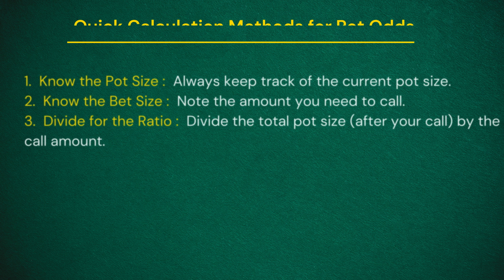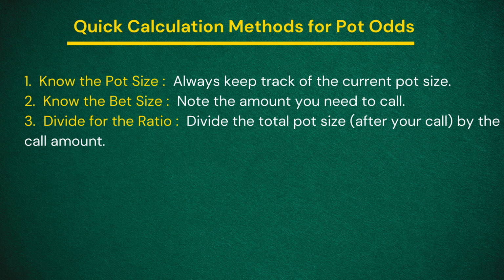Quick calculation methods for pot odds. To make quick decisions at the table, use these steps. 1. Know the pot size. Always keep track of the current pot size. 2. Know the bet size. Note the amount you need to call. 3. Divide for the ratio. Divide the total pot size, after your call, by the call amount.